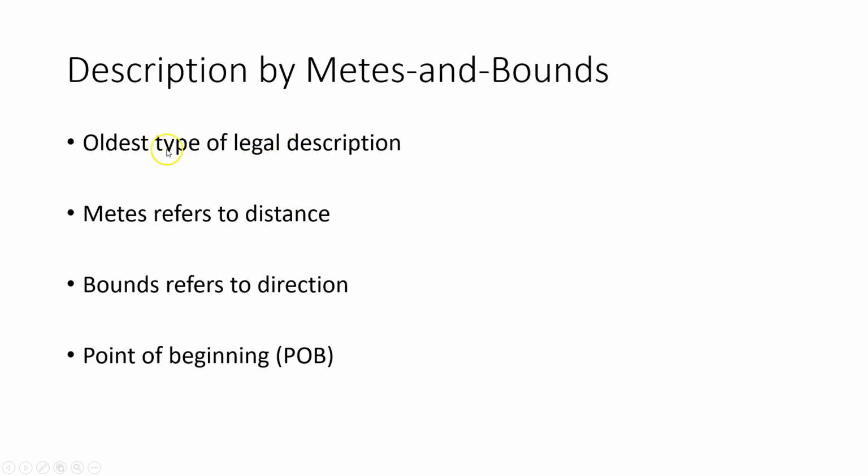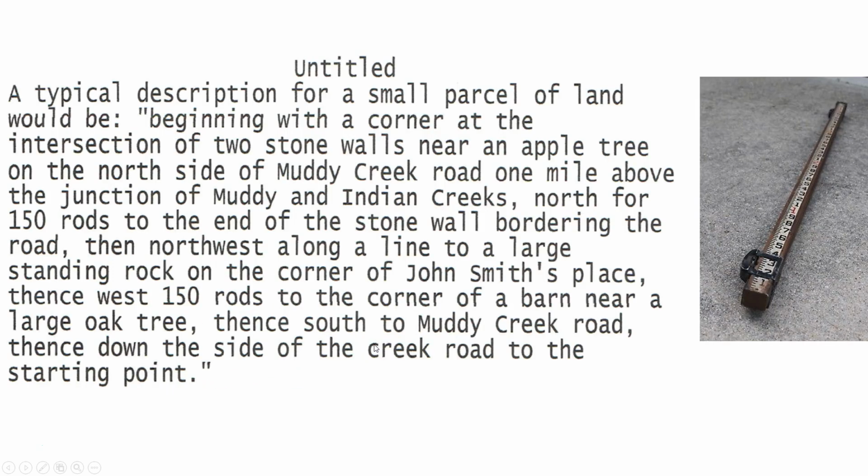Description by metes and bounds. Oldest type of description. Metes refers to distance, bounds refers to direction, and we always start off at a defined point of beginning. Here's an example. I'll go through this in class. I don't need to read it now, but the metes and bounds description has been around for a long time.